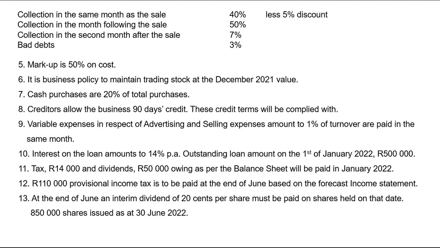Now, students have a tendency of taking 40% minus the 5%, and they're reducing our sales collection. You don't reduce your sales collection. Our sales collection for that month is 40%. We're not collecting 35%, we're collecting 40%, but we're only collecting 95% of 40%. I hope that makes sense. Of the 40%, we're only collecting 95% of it. So the 40% that we're collecting, they won't pay us 100% of what they owe us. They'll only pay us 95% of what they owe us because we gave them 5% discount. I hope that makes sense.